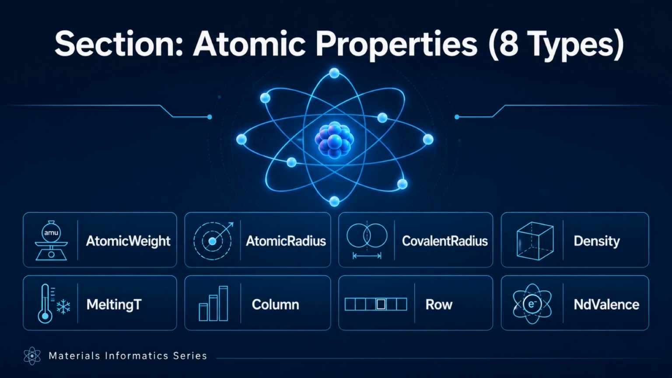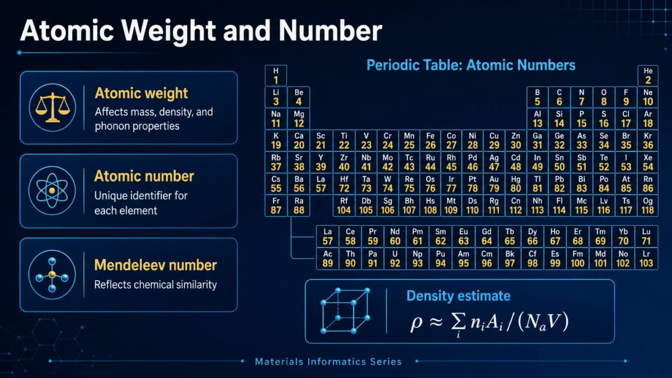Let's examine the 8 atomic properties in detail. These are atomic weight for mass and density effects, atomic radius for packing, covalent radius for bond lengths, density for bulk density estimation, melting T for high temperature stability, column for group position, row for period, and ND valence for d orbital electron count. Atomic weight directly affects mass-related properties like density and phonon frequencies, which in turn affect thermal conductivity. Heavier elements generally reduce phonon velocities.